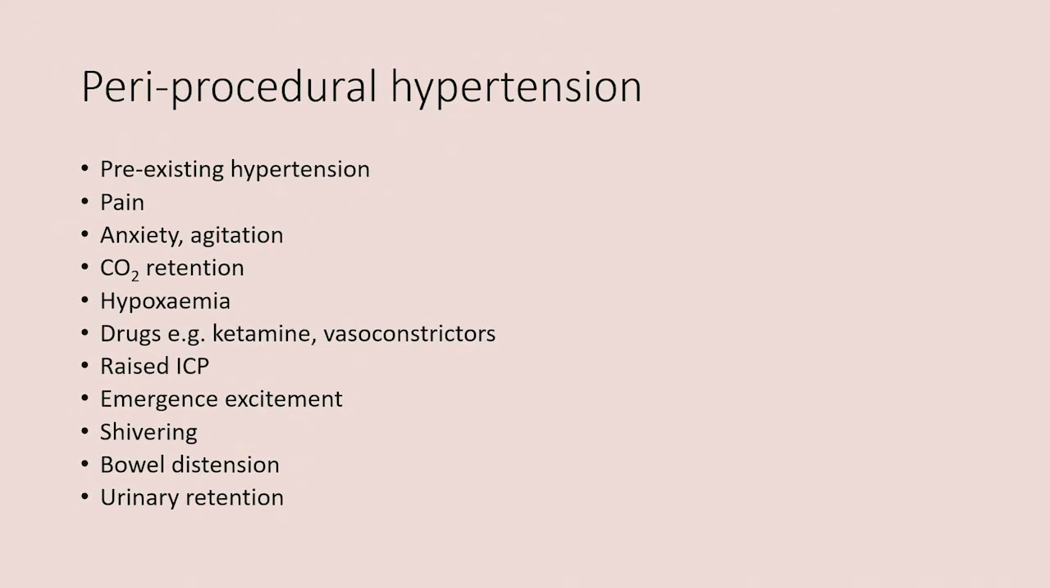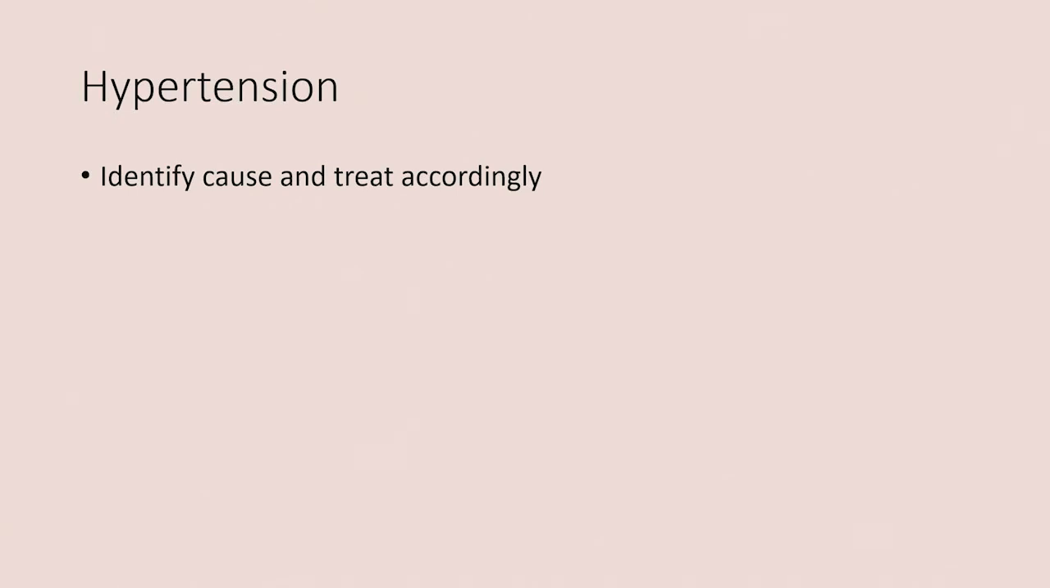As we talked about, drugs like ketamine can also increase the blood pressure. Children with raised intracranial pressure, children with excitement, shivering can also increase the blood pressure. Simple discomfort like bowel distension or urinary retention can also result in hypertension in children. So we need to identify the cause and treat accordingly. And we will have to make sure that the blood pressure is normal before the child can be discharged home.